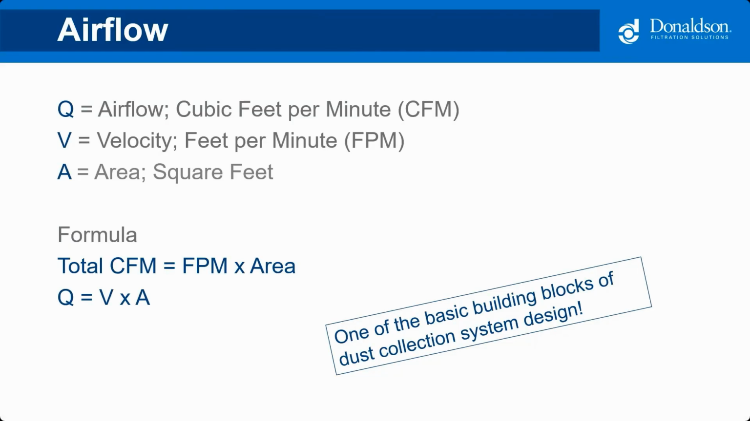It begins at the pickup points, and we calculate the necessary airflow using this formula for each pickup, and that'll give us the total CFM needed for the system. This formula is also used when calculating the velocity within the ductwork. So if we have two of these parameters, we can always solve for the third. And throughout the design of a system, we'll refer to this Q equals V times A over and over again.